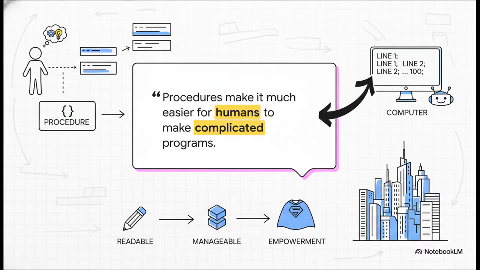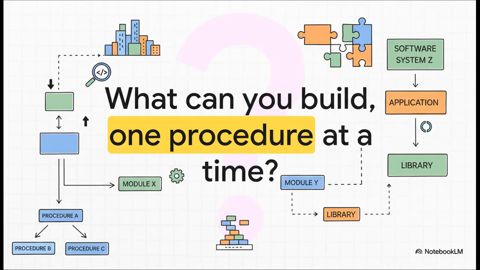And I want to leave you with this fantastic quote because it really gets to the heart of why this all matters. We don't write procedures for the computer's benefit. A computer is perfectly happy running 1,000 repetitive lines of code. We write procedures for our benefit, to make code readable, to make it manageable, and to empower us, the humans, to build incredible things. So that leaves us with a final thought. With these fundamental building blocks in your toolkit, what massive, complex problems that once seemed impossible now look like something you could actually tackle, one procedure at a time?